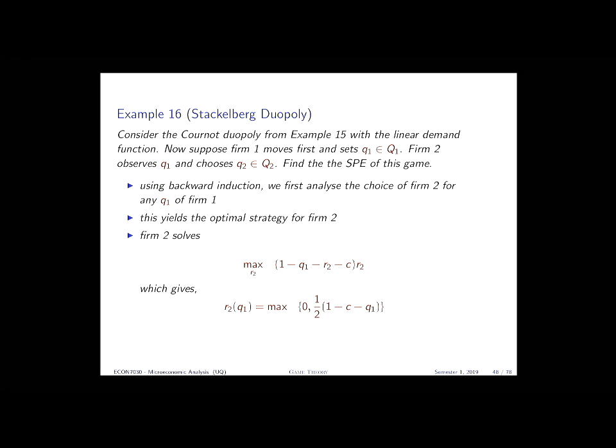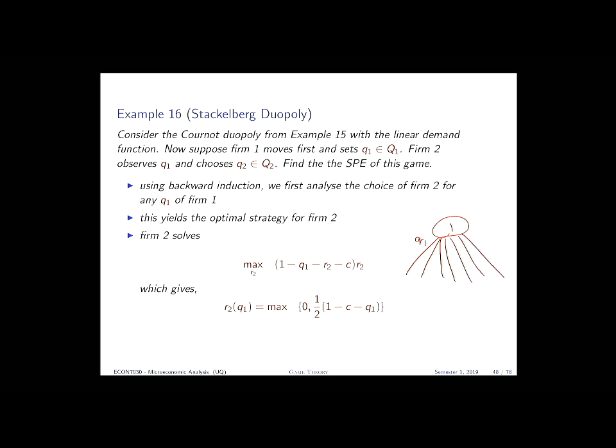So the Cournot game is simultaneous. Therefore, nobody would ask you to find the SPE there. Now, the SPE in this game is going to be found as follows. Firm 1 moves first, firm 2 observes the quantity of firm 1, and then chooses its quantity. Let's try to draw a game tree of this game. As I told you, it will be very difficult, but it will look something like that. So firm 1 decides to choose Q1.